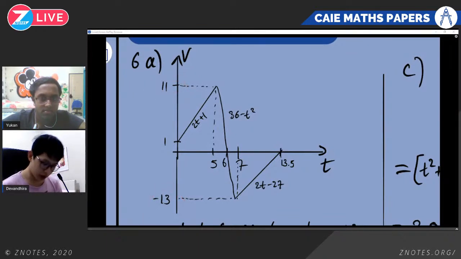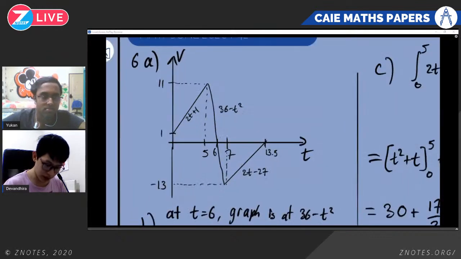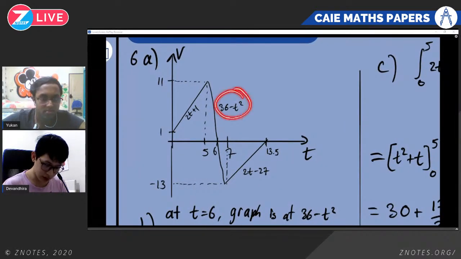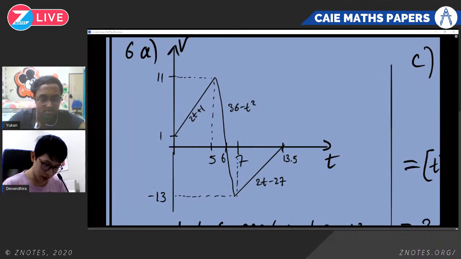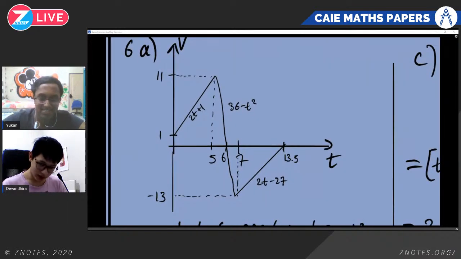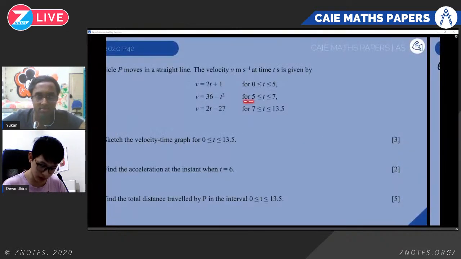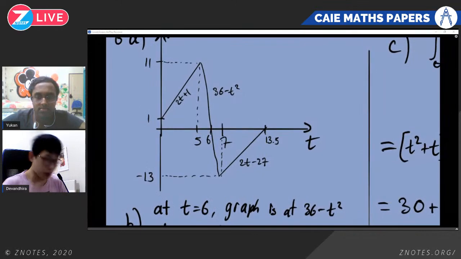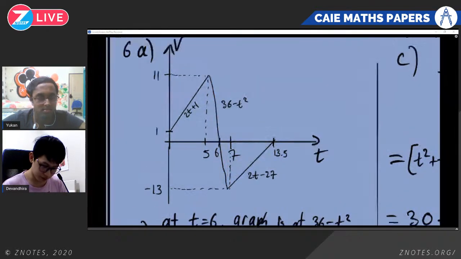I'm not sure if they really require you to do this, but anyway, next one is 36 minus t squared. So right here, it coincidentally meets the line from before. So it starts from here and down. It's actually a curve, but my hand is shaky and you see how ugly I draw it. I'm sorry. So it goes from 5, our t should go from 5 to 7, as said from the question here. So it goes from positive down to negative.